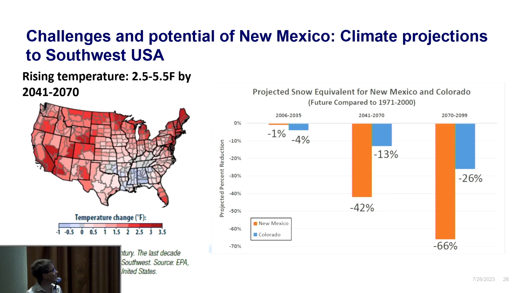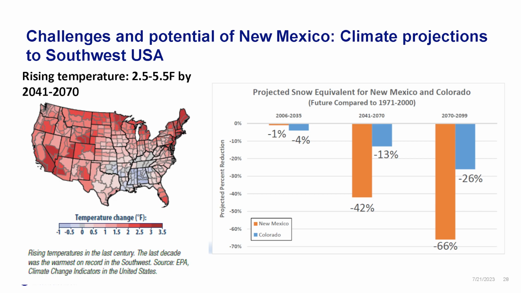What we are expecting for New Mexico with climate change is, of course, increasing temperature. So we are expecting an increase from 2.5 to 5.5 Fahrenheit by 2041 to 2070. And yes, that's a lot. It's going to get hotter. We are also expecting a reduction in the amount of snow that is coming. And what's special about our system is that for the ecosystems here, the snow matters more than the rain. Because when we have the monsoon, yes, it's important, but it rains so hard that runoff is huge. But the snow actually infiltrates better into the soil, and it's very important.